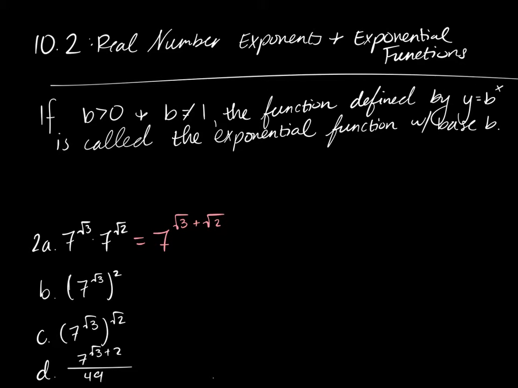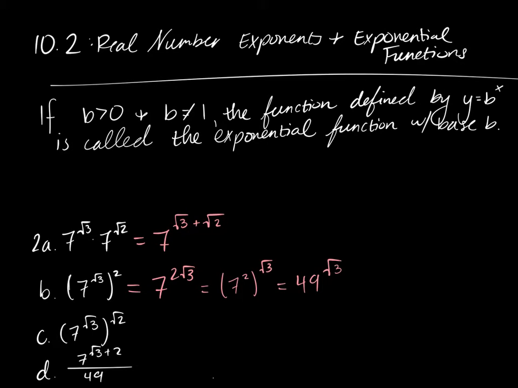Okay, so then let's move on to B. B says 7 to the square root of 3, quantity squared. Now we know that when an exponential function or exponential equation in general is raised to another power, we can multiply our powers. So when we multiply 2 and square root 3, we just get 7 to 2 root 3. And we also know we could break this apart again, right? And rewrite it as 7 squared to the square root of 3. And 7 squared is 49. So this is 49 to the square root of 3.